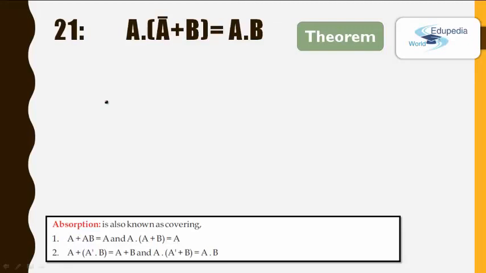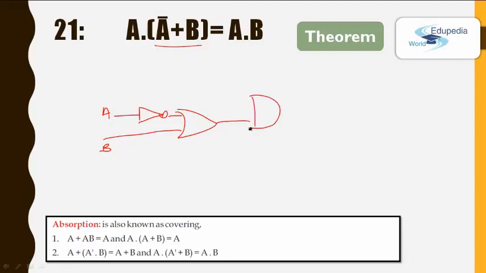To draw the logical circuit, first we have to start from the things that are inside of the parentheses. A bar plus B. So here we need a NOT gate. The input is A, and with that we use an OR gate. So this is the input B. Now we need an AND gate, and we have to input the input A, and this is our output Y. So this is the logical circuit for the left hand side.